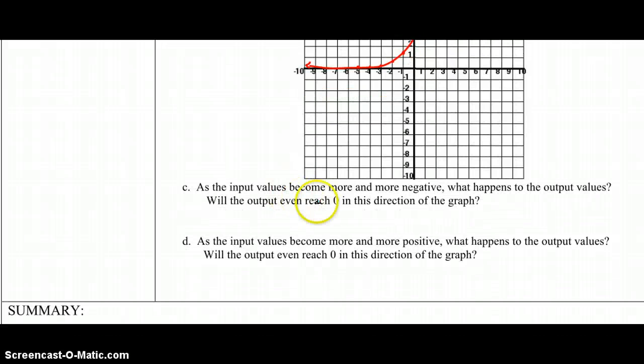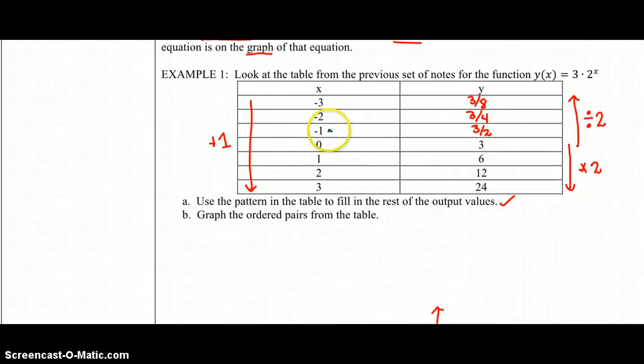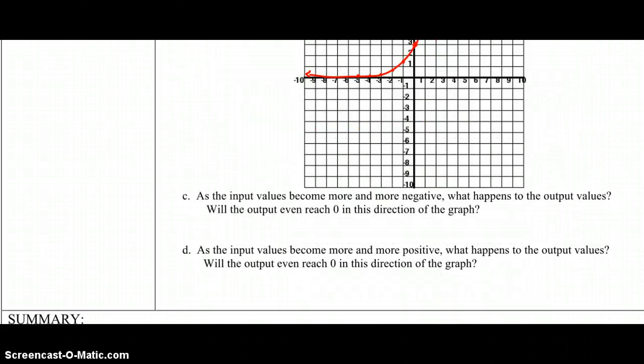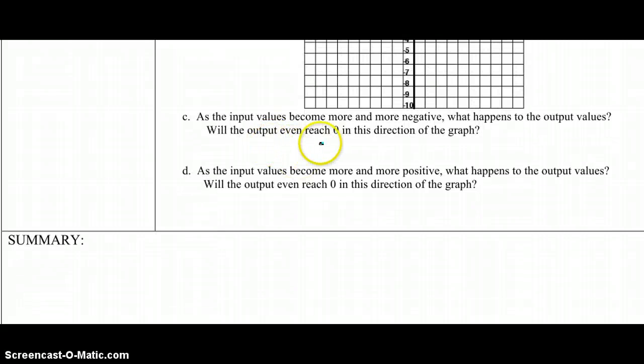As the input values become more and more negative, what happens to the output values? If we're looking in our table, as the inputs became more and more negative, we kept dividing the outputs by 2. We kept getting half as much as what we had before. If we take half of this, we're going to get 3/16, and then 3/32, and 3/64, and so on. The question asks us if that output is ever going to reach 0 in this direction of the graph, and the answer to that is no.